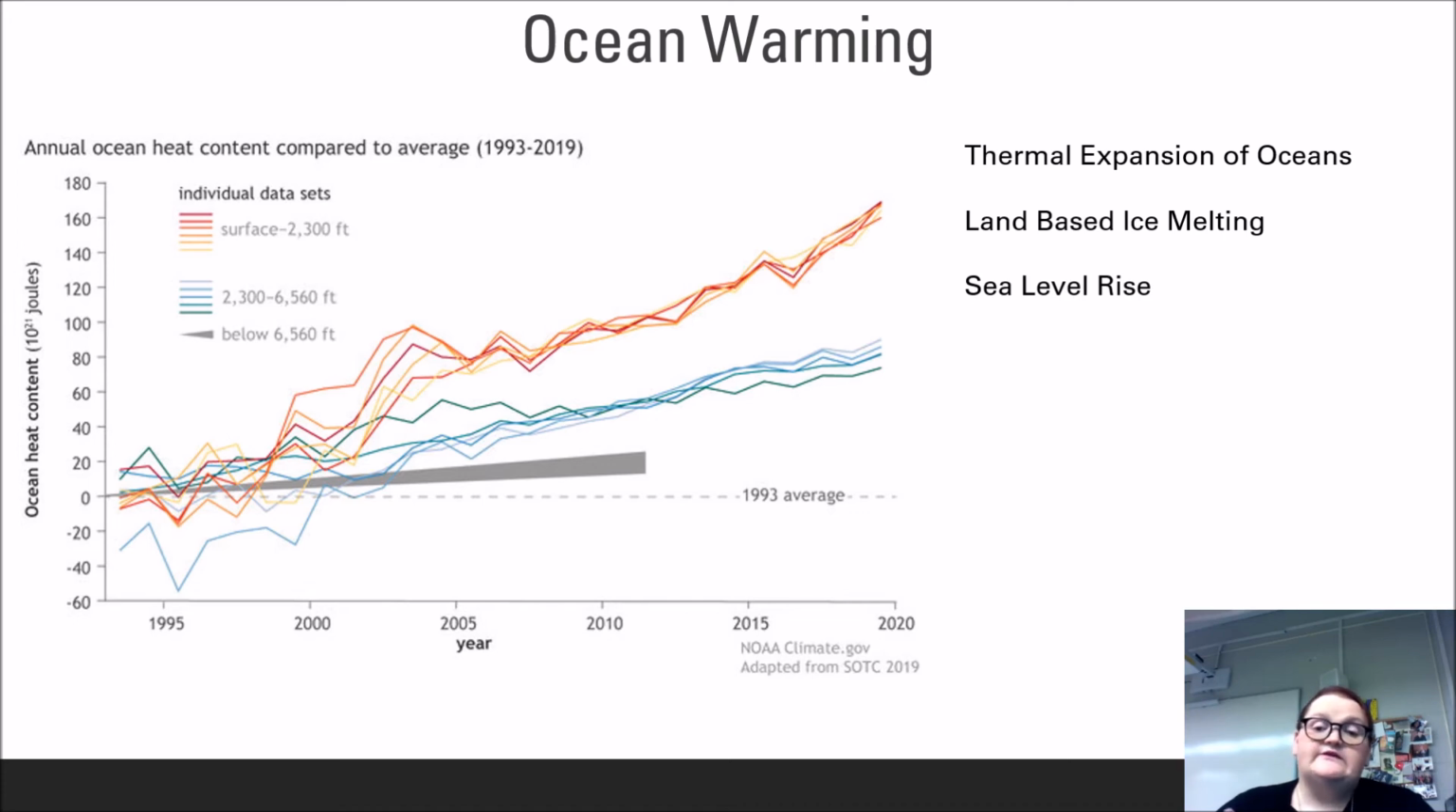Beyond the addition of literally more water from these melting ice caps, this increase in ocean temperature leads to what is known as thermal expansion, where the molecules of water that make up the ocean move further away from one another. Thermal expansion, in addition to the melting of land-based ice, leads to rising sea levels.